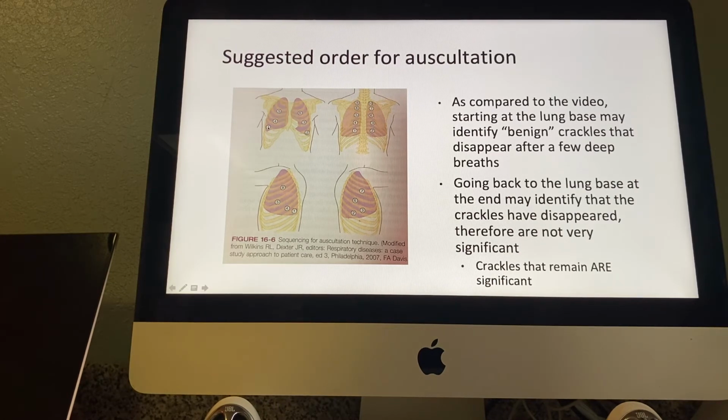So first listen, inhalation, exhalation. Second, inhalation, exhalation. Third, fourth, fifth, and sixth. So anteriorly, at least 6 sites. So that's what we want to listen to anteriorly.